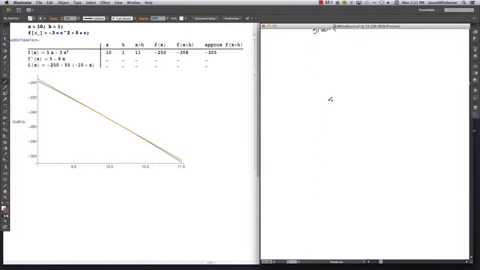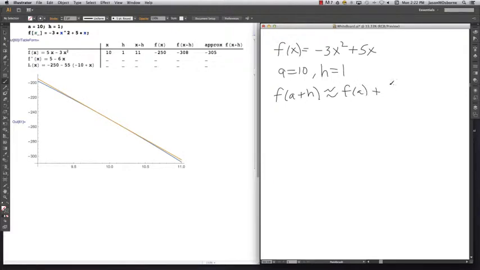Okay. So the example that we have on the screen is a function f of x, which is just a math function, negative 3x squared plus 5x. And there is a value given, a is equal to 10, and then there's a value h is equal to 1, right? So what we have on the screen is all that we need to find f of a plus h approximately. We know it will be f of a plus f prime of a times h, okay?